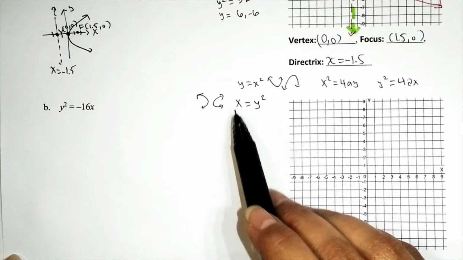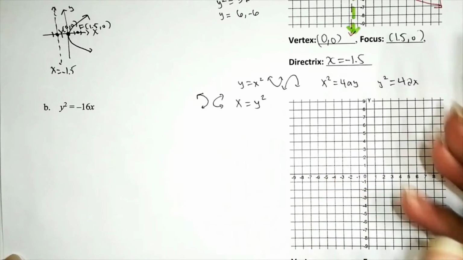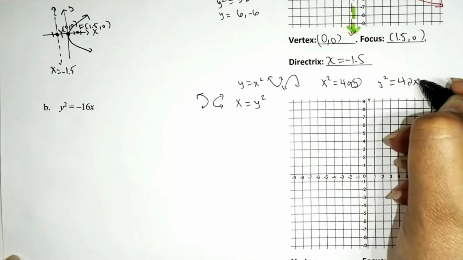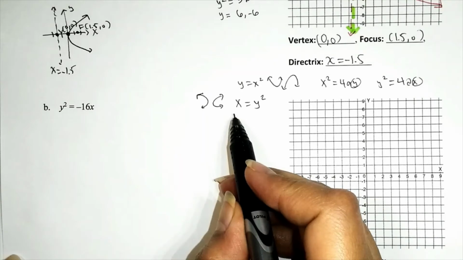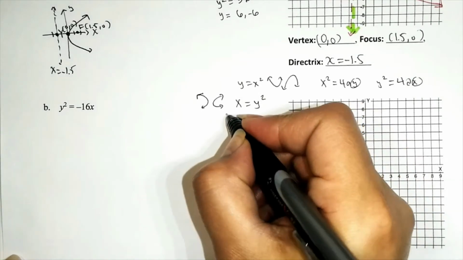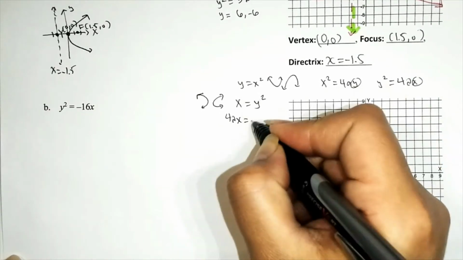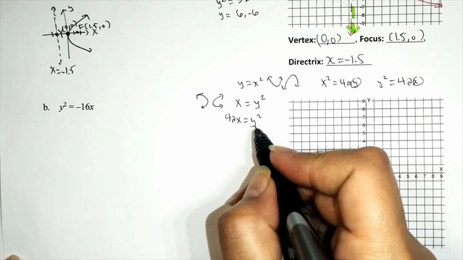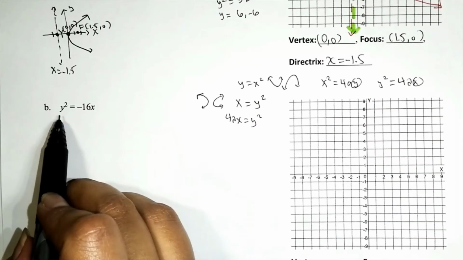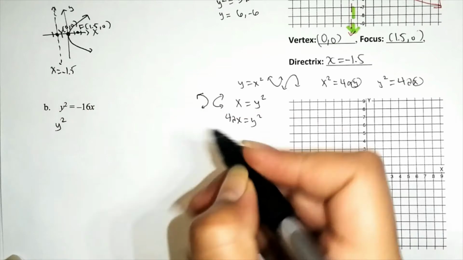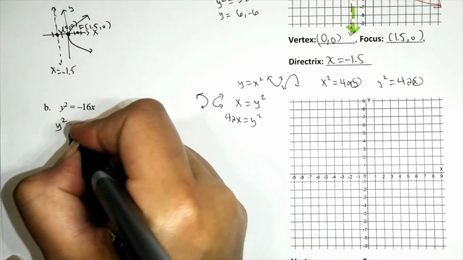One of these variables has to have the times 4a. Which one has the times 4a? The variable that's not being squared. The variable that's not being squared is the x, so the times 4a is going to go with the x. Okay, so we have y squared equals 4ax. We have y squared. What should y squared equal? Yeah, it should equal 4ax.